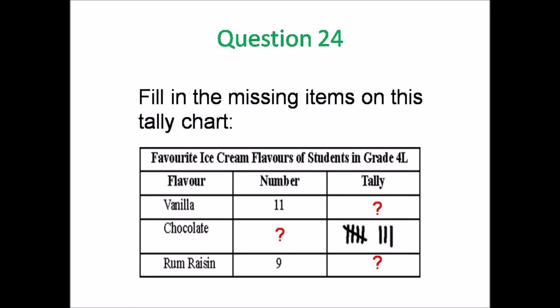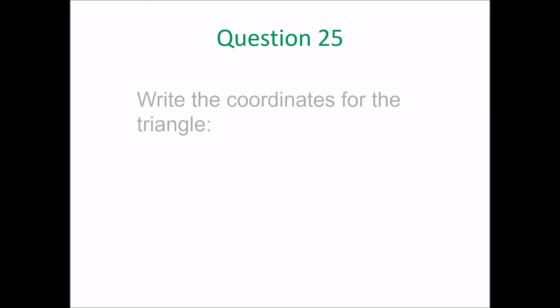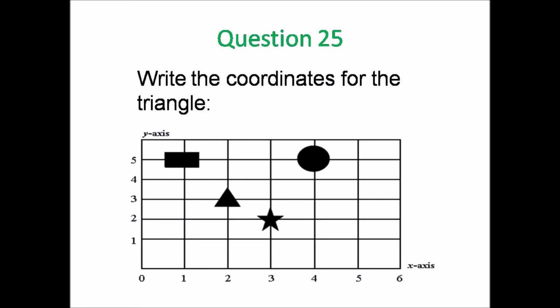Question 24. Fill in the missing items on this tally chart. Favorite ice cream flavors of students in grade 4L. The flavor, the number, and the tally. So if there's a number, you have to put the tally. If there's a tally, you got to put the number. See if you can fill that out and get those correct. Put the correct tally marks or put the correct number. Work quickly. And we move along to question 25.